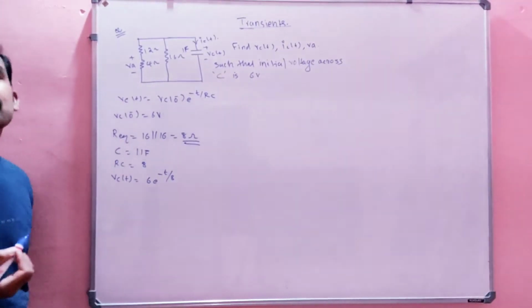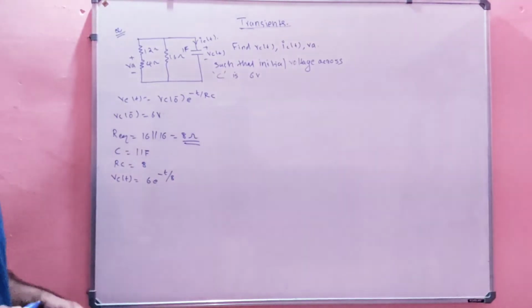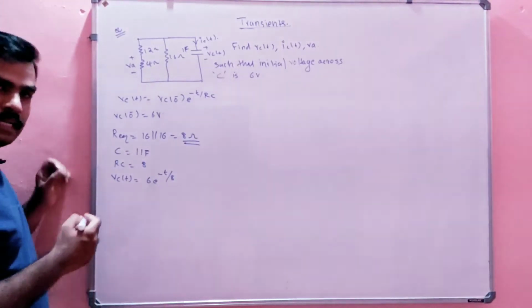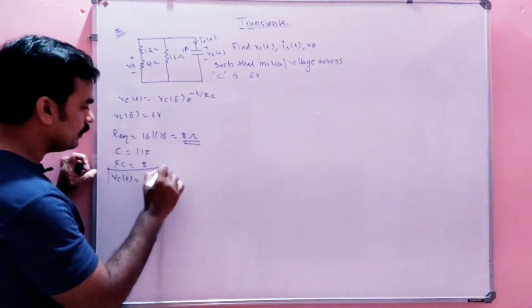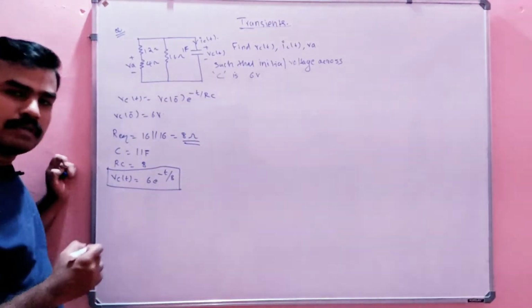Where RC is called the time constant of the RC circuit. So that is the equation for VC of t.